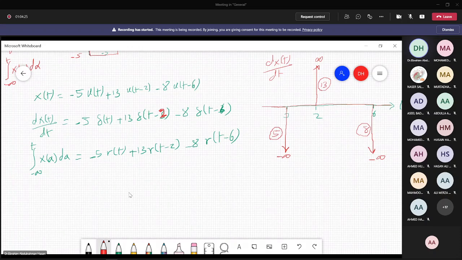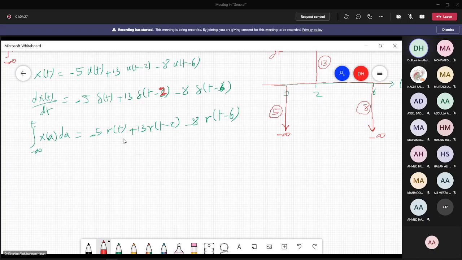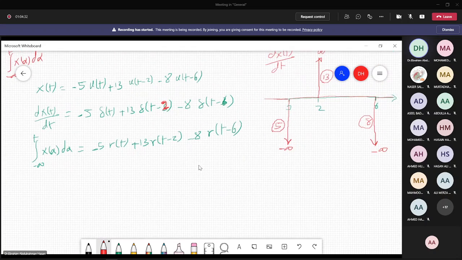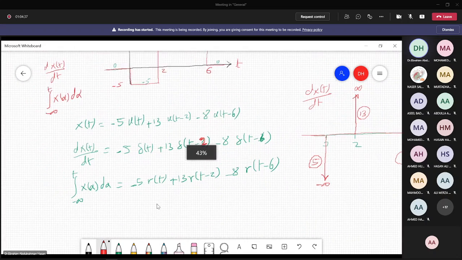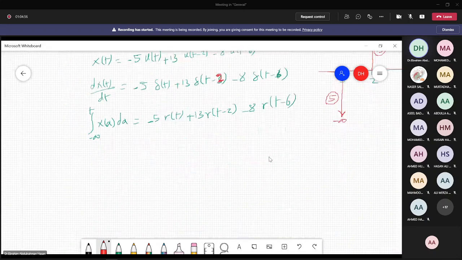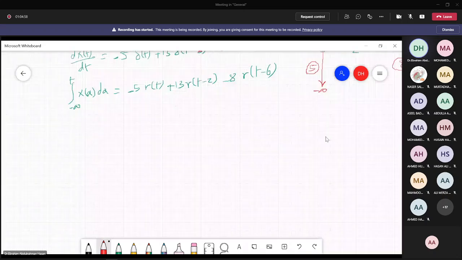Okay, what about this one? How to sketch the integration? Let me say that we have this one. Here it is important to know how to express from a graph, from a sketch, from a waveform, from a signal, to elementary functions. Also, it is important, if you have an elementary function, to know how to plot it. This is another important point. Okay, see this one: how to sketch this.